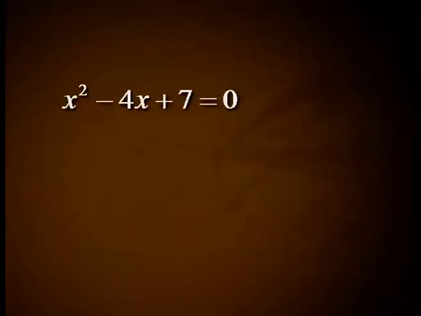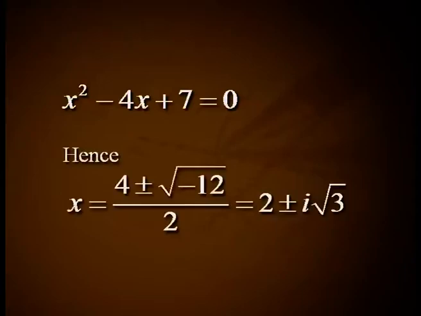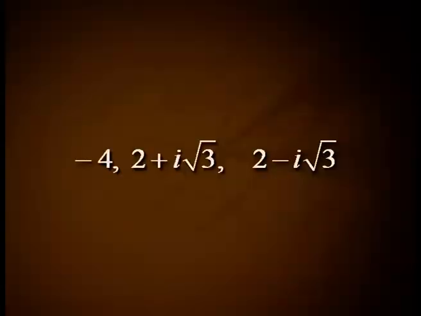Alternatively, since −4 is a root of the given cubic, x + 4 is a factor of the polynomial in the given cubic equation. Removing the factor x + 4, the cubic equation yields the quadratic equation x² − 4x + 7 = 0. Hence, x = (4 ± √−12)/2 = 2 ± i√3. Hence, the roots of the given cubic are −4, 2 + i√3, 2 − i√3.